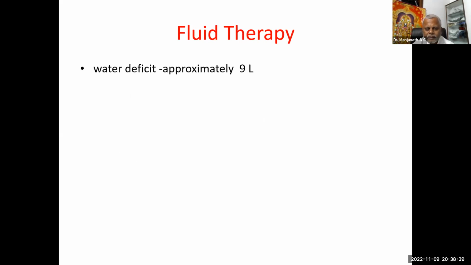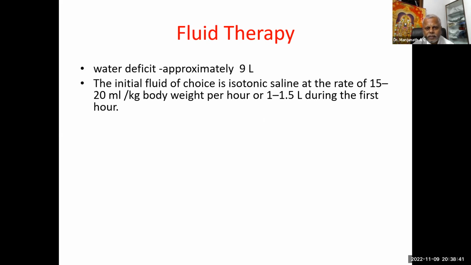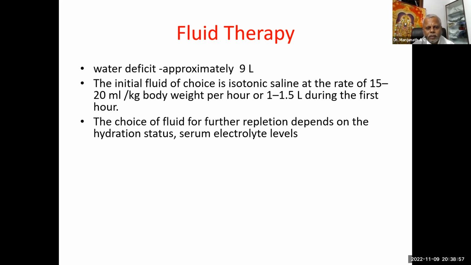Again, fluid therapy. Here, the estimated water deficit can be approximately 9 liters. The initial fluid of choice is again isotonic saline at the rate of 15 to 20 ml per kg body weight per hour, or 1 to 1.5 liters during the first hour. The choice of fluid for further replacement depends on hydration status and serum electrolyte levels. In case of potassium abnormalities, Ringer lactate or another fluid can be used. Or in case the electrolytes are normal, saline can be continued.